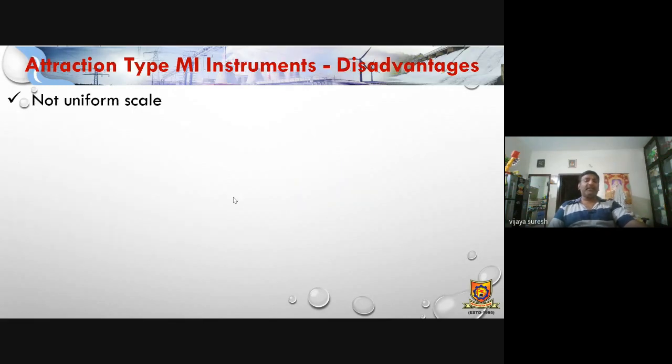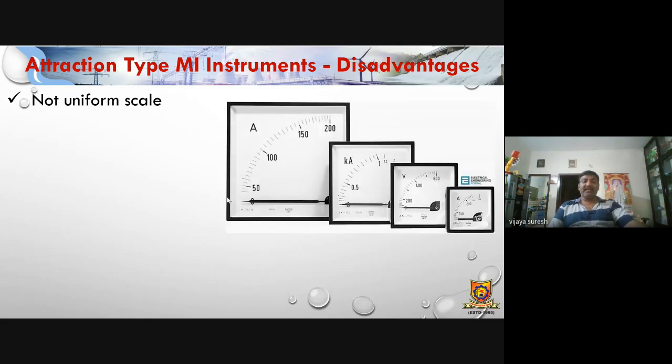And there are a few disadvantages also. Non-uniform scale, as we already said. Observe this: from 0 to 50 we have a compressed scale, so the distance between 0 and 50 is very short. From 50 to 100 the distance is more, again 100 to 150 like this, and 150 to 200 like this. Whatever meter you see, at the lower ends we have compressed scales. Even in this case, at the lower measurements, we have a compressed scale.